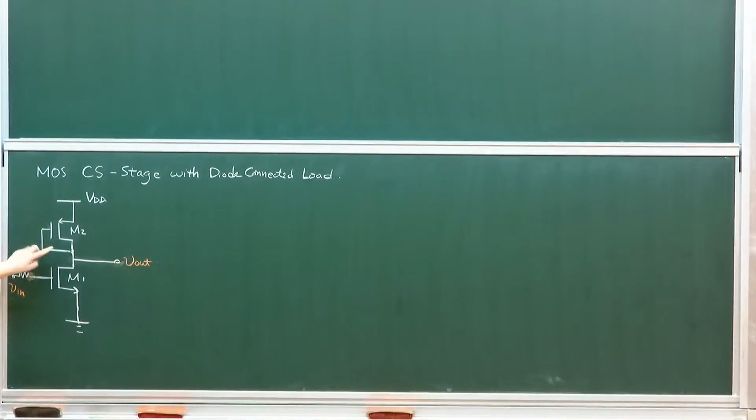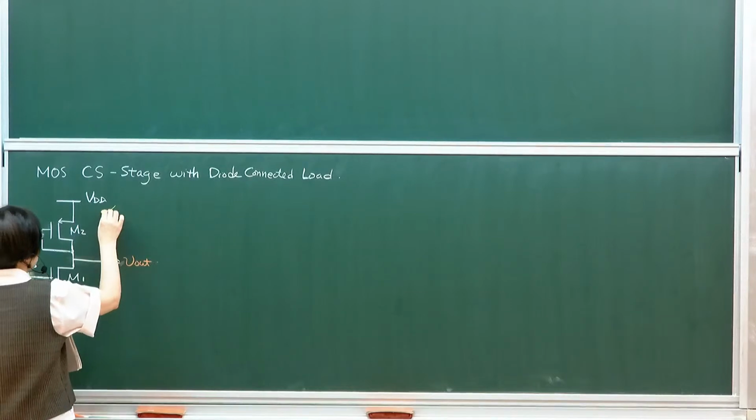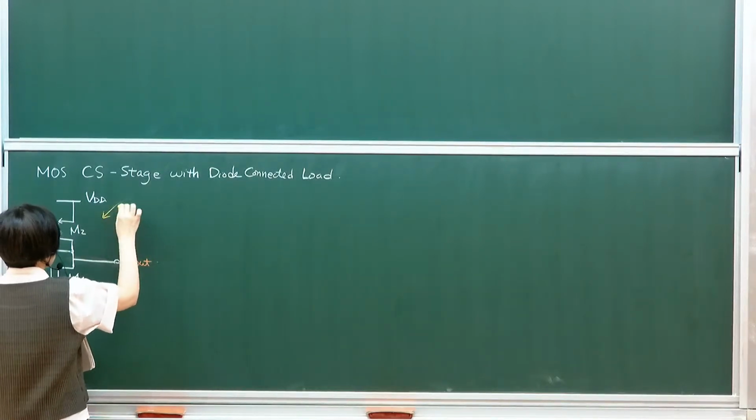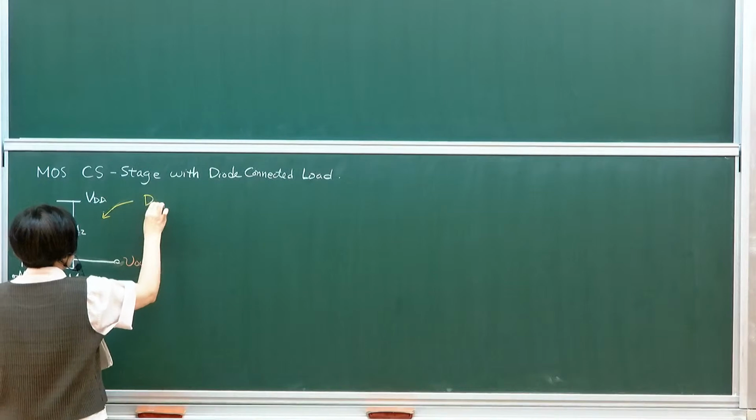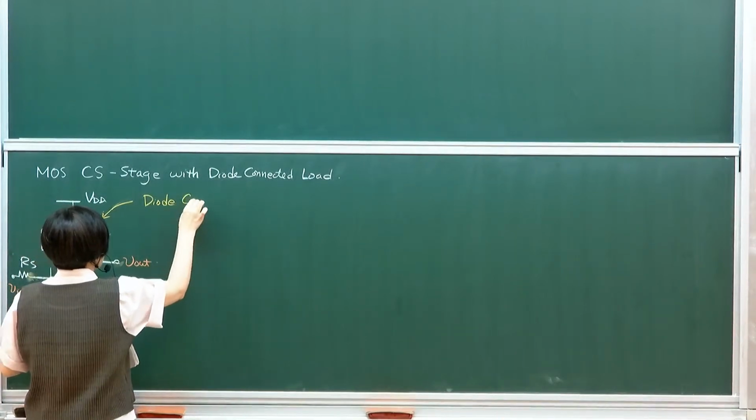It's called diode connected because of bipolar: when you have base and collector shorted, you only see a diode. That is why it's called diode connected, and it has been used for MOSFET as well. When you have gate and drain shorted, that's called diode connected. So let me highlight this. This is typically referred to as a diode connected load.